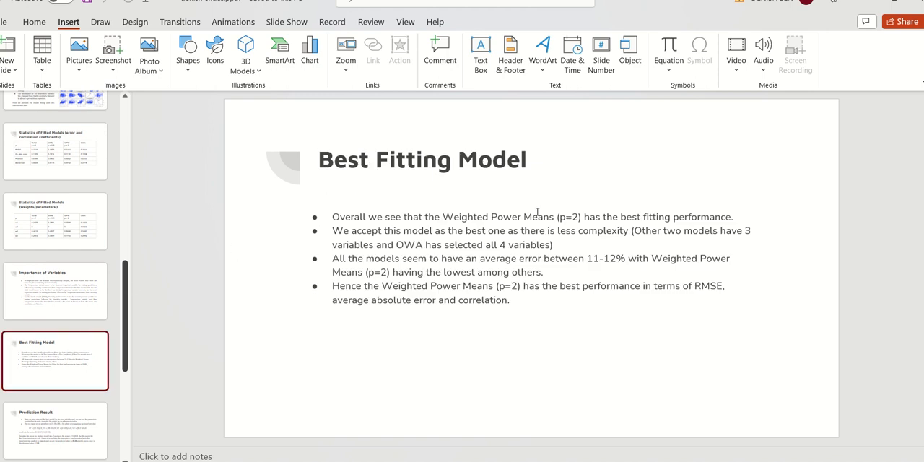Overall, we see that the weighted power mean where P is equal to 2 has the best fitting performance. We accept this model as the best one as there is less complexity. The other two models have three variables and they have selected all four variables. All the models seem to have average error between 11 to 12%, with weighted power mean where P is equal to 2 having the lowest among others. Hence, the weighted power mean has the best performance.